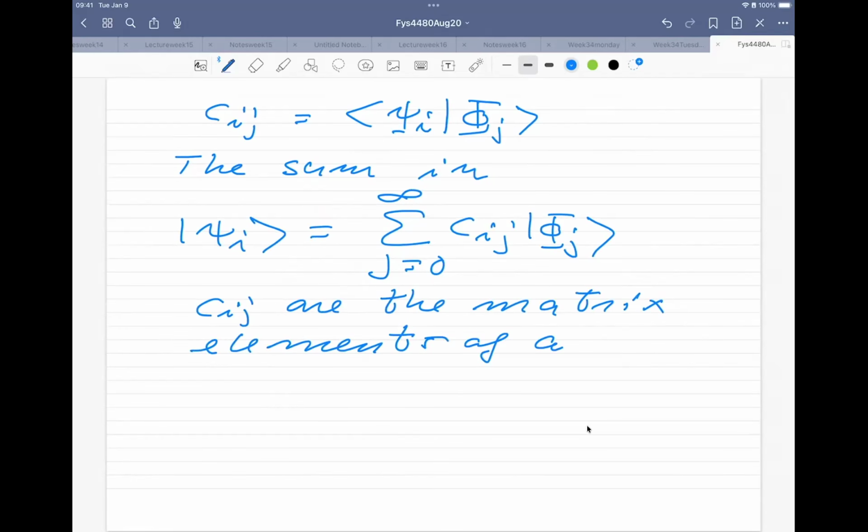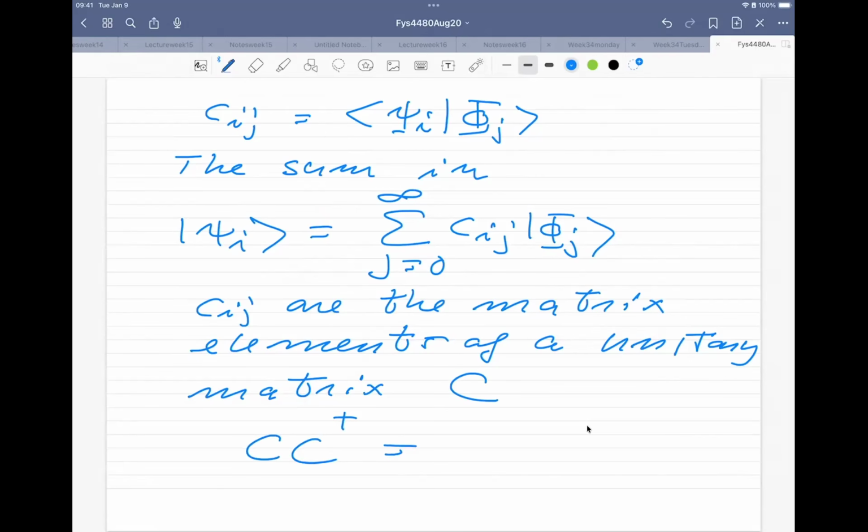Of a unitary matrix, which I'm just going to call C. Just to remind you quickly, a unitary matrix is a matrix which, when we multiply it with its Hermitian conjugate, gives us back the identity matrix. And the C Hermitian conjugate is equal to the inverse of that matrix. So this is a kind of matrix which we are going to see again and again.